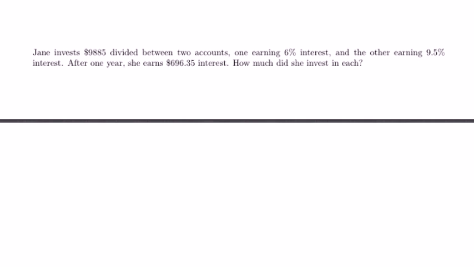Last problem, and I have some kind of weird page turn here. Jane invests $9,885 divided between two accounts. One earns 6% interest and the other earns 9.5% interest. So let's just call the first account A and the second account B. Hopefully you're noticing a pattern where I'm giving everything a name.